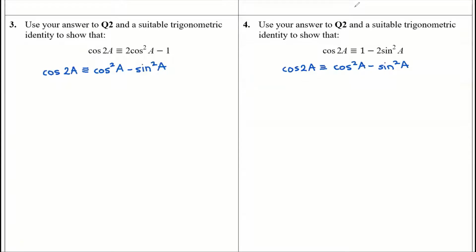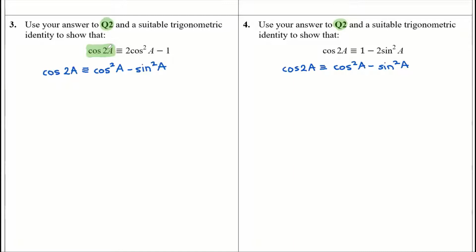Now, for questions 3 and 4, we're told to use our answer for question 2, which we've just established. The difference between cos squared and sine squared of some angle is identical to cos of twice the angle. Now, how are we going to show these two variants of the same identity? So it's still cos of 2a here, but now the right-hand side is purely in terms of cosine.